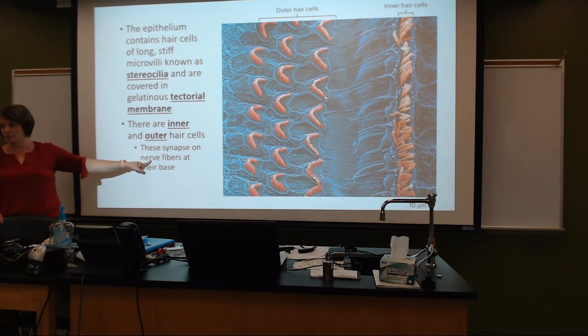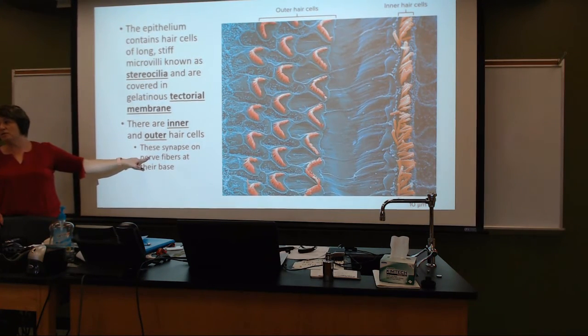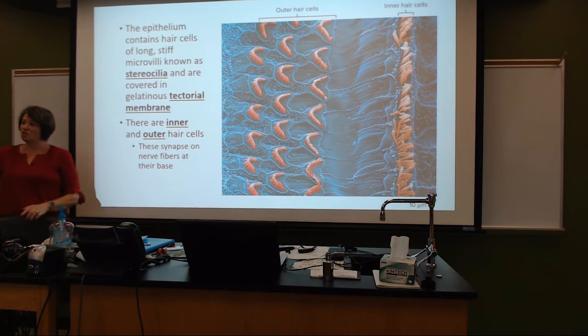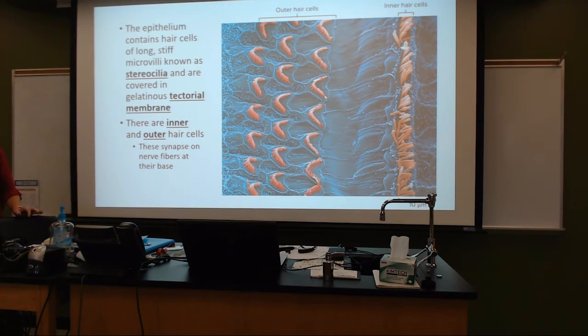They synapse with nerve fibers at their base. So those cells synapse to fibers on my cochlear nerve, which send the impulses, aka the action potentials, for the vibrations, which the brain is going to be able to interpret as sound.